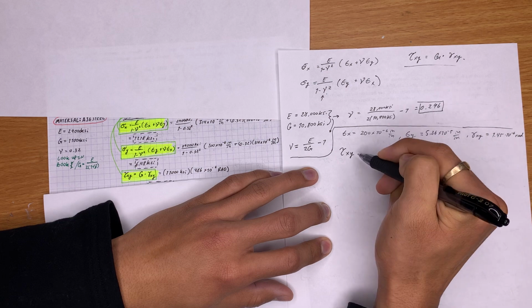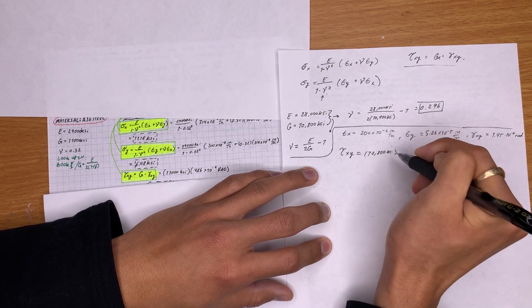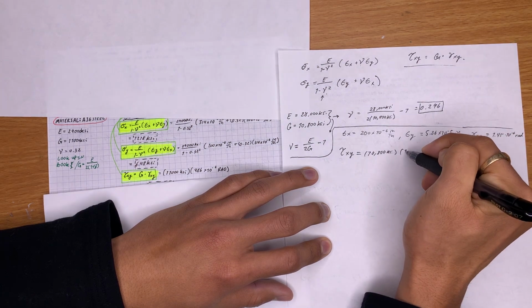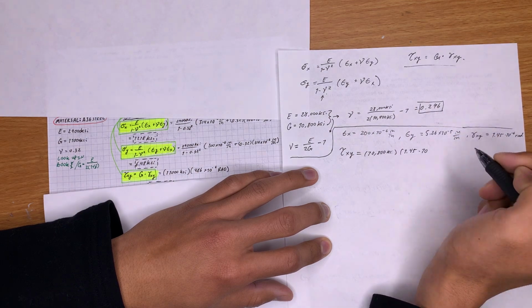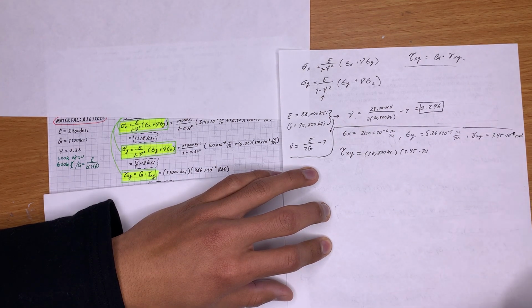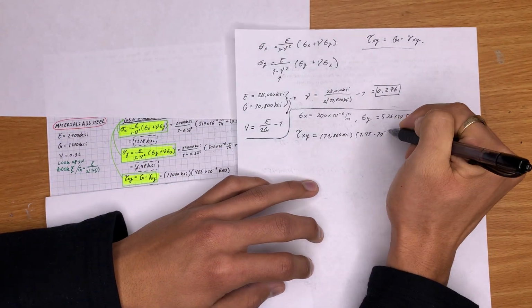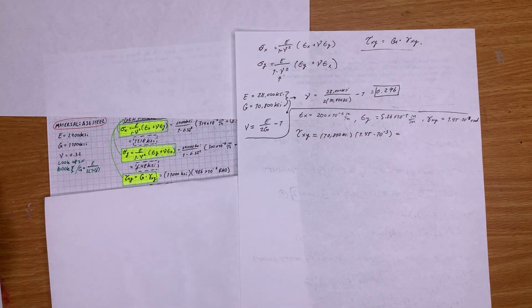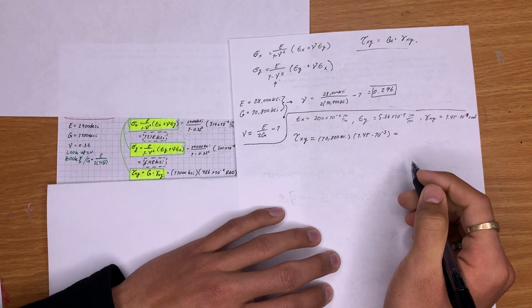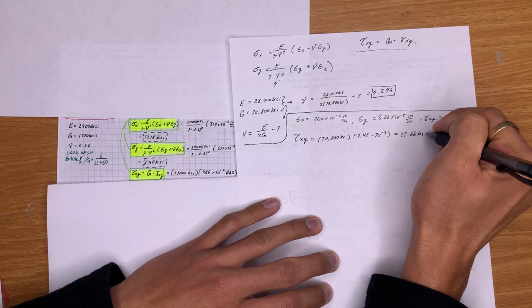Easiest one to find is tau xy, so let's do that first. Tau xy is equal to G, which is 10,800 KSI, multiplied by gamma xy, which is 1.45 times 10 to the minus 3. That'll give us a shear in the xy of 15.66 KSI.